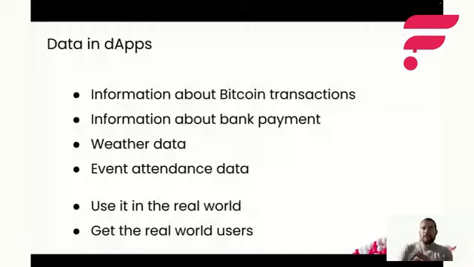And there's only so much the users can do with your programs, with your product. But if you get additional information, additional data, so for example, if you can get information about Bitcoin payments on a chain, you can sum them up, you can group them, you can see that you're paying a specific address, a specific account, and you can do much, much more. If you have information about the bank payment and information about the Bitcoin payment, you can create a cross-chain swap. If you have weather data and event attendance data, you can compare them.